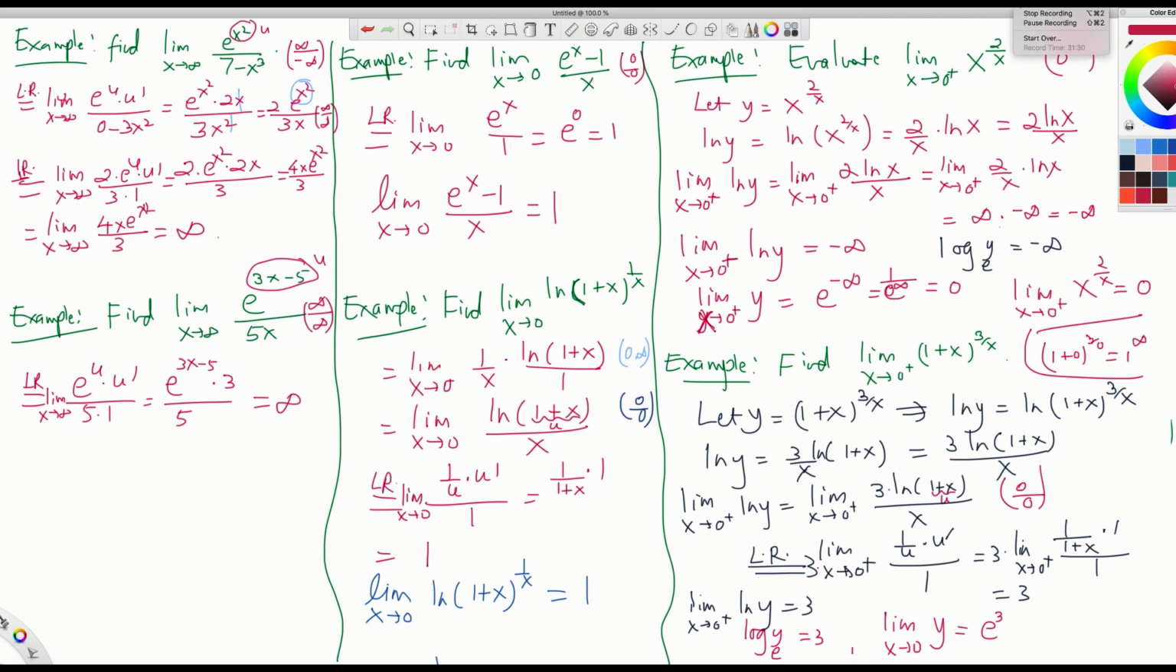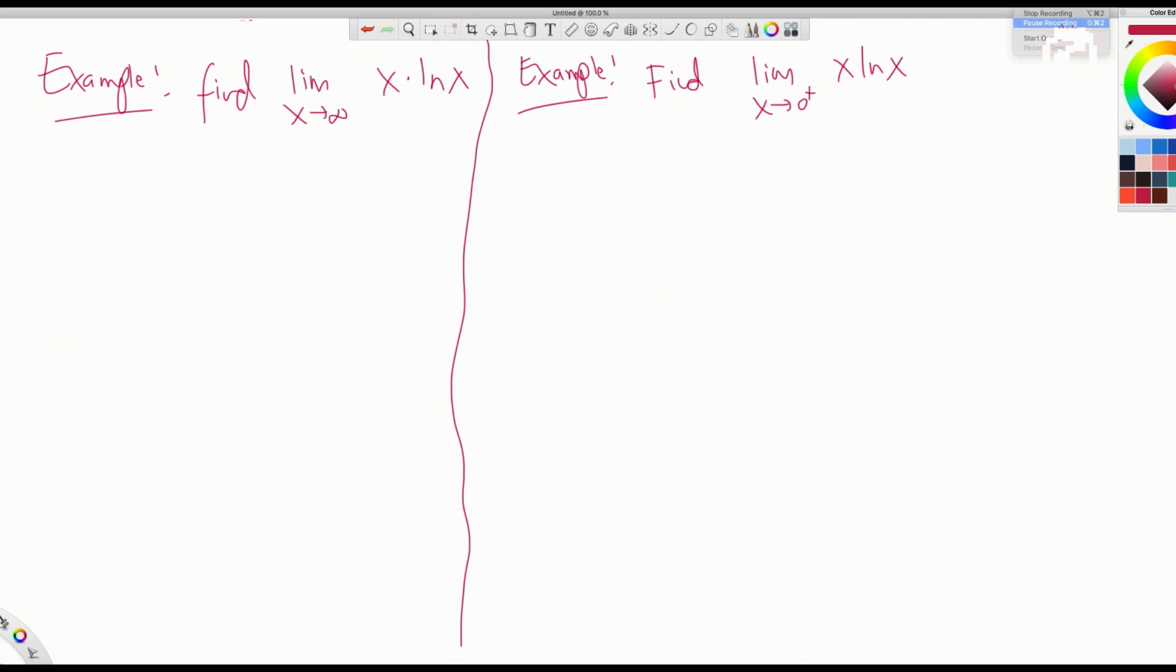Okay guys, let me give you just a couple more examples. Let us see two of these examples. They are exactly the same function, but the limits are different. Here x tends to infinity, but here x tends to 0 plus. Let us see in which problem I can use L'Hopital's rule and in which problem I cannot.